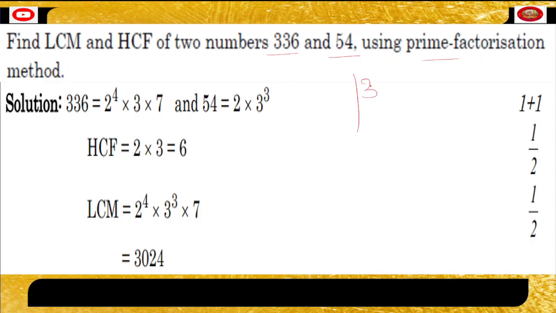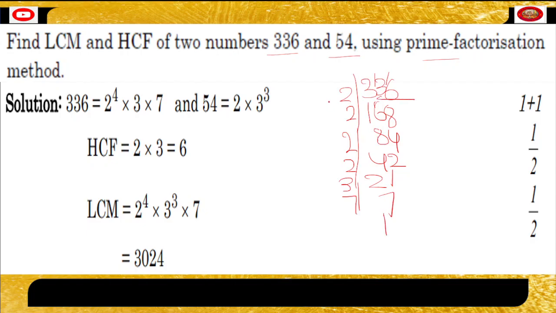That means 336 is written as 2 1s are 2. Here is 3. 3 minus 2 is 1. 1 should be written here. Then 3 becomes 13. 2 6s are 12. Here is 13. 13 minus 12 is 1. That 1 should be written here. Then 6 becomes 16. 2 8s are 16. 2 4s are 8. 2 2s are 4. 2 1s are 2. 3 7s are 21. 7 1s are 7. That means 336 is written as 2 raised to 4 into 3 into 7.